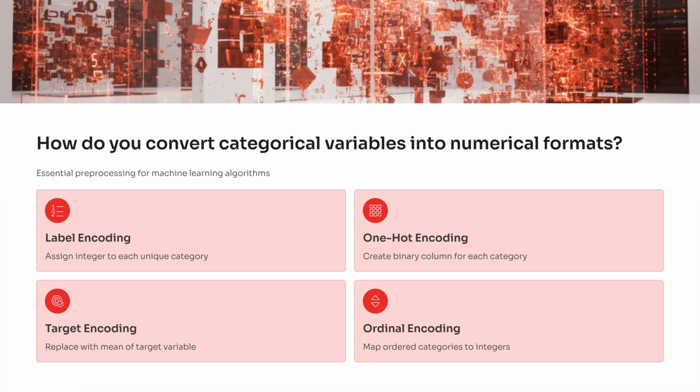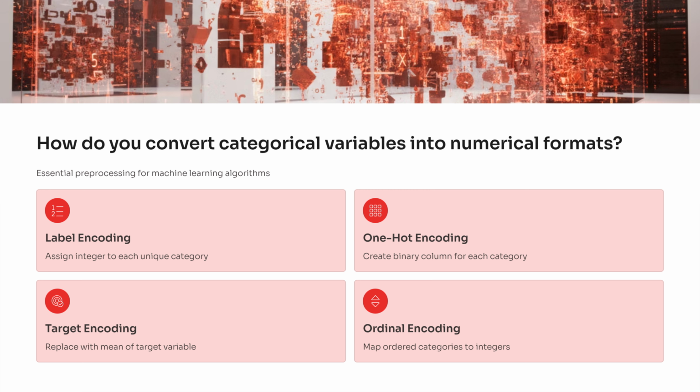This is one of those classic data science interview questions that seems simple, but it's actually a test of how well you understand machine learning data preparation. Here's the question. How do you convert categorical variables into numerical formats? The reason this matters is simple. Machine learning models can't understand text directly, they only process numbers. So when you have columns like region, segment, or satisfaction level, you need to translate those words into numeric values that your model can understand without changing their meaning.